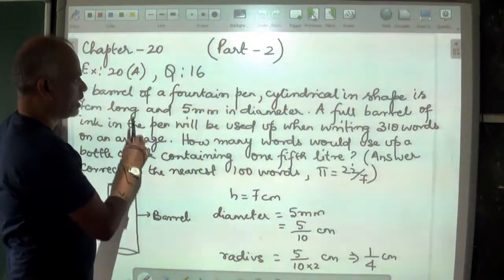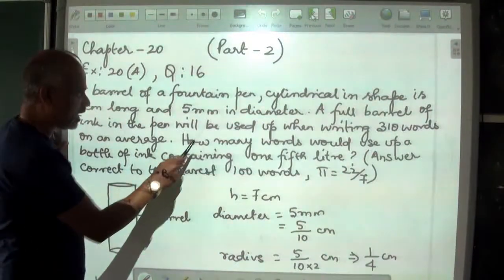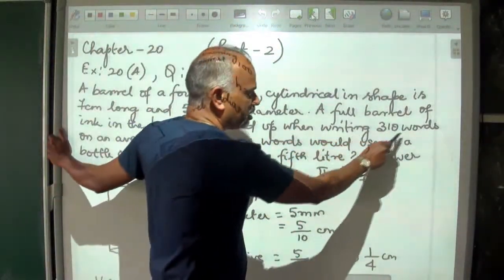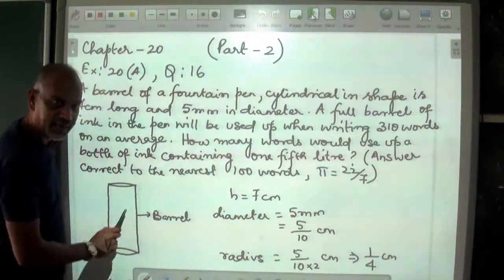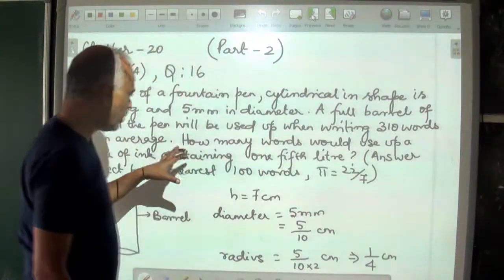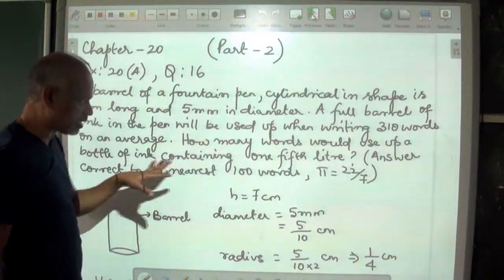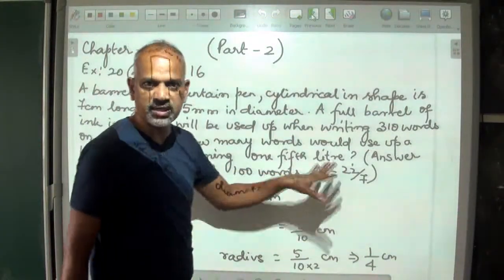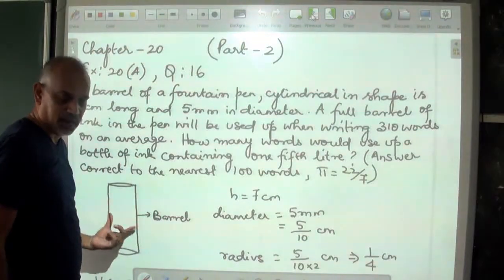Now, this much ink in the barrel can write on an average 310 words. So this much volume of ink which is there can write 310 words. You have to find how many words would use up a bottle of ink containing 1/5 liter. First, let's find the volume of this barrel.